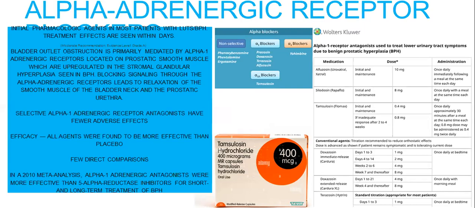In a 2010 meta-analysis, they found alpha-1 adrenergic antagonists were more effective than 5-alpha reductase inhibitors for short and long-term treatment of BPE. Tamsulosin and silodosin have fewer systemic side effects, but a higher frequency of retrograde ejaculation or anejaculation, up to 28%. And then hypotension is also noted to be an important side effect.